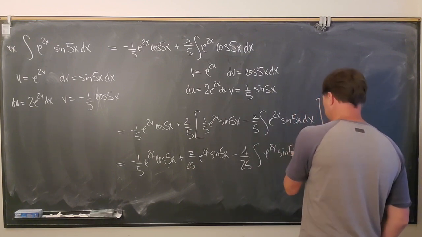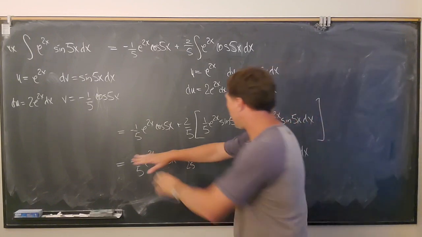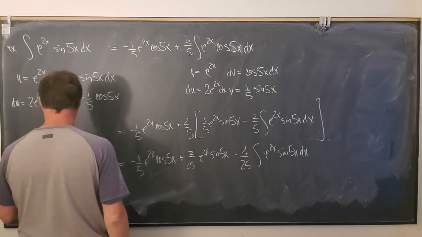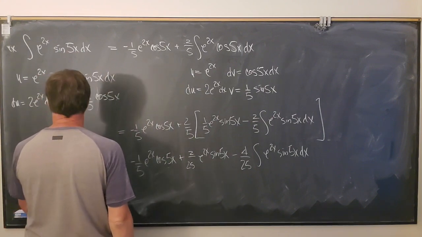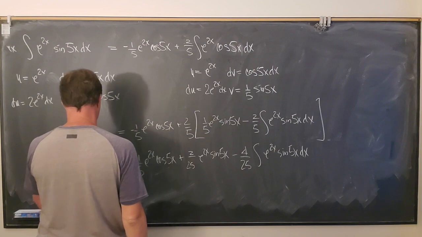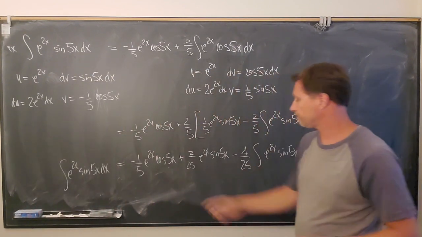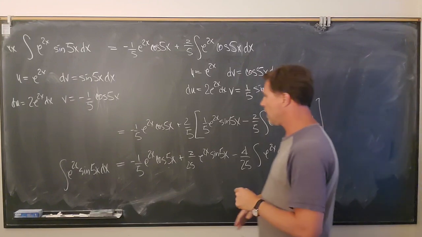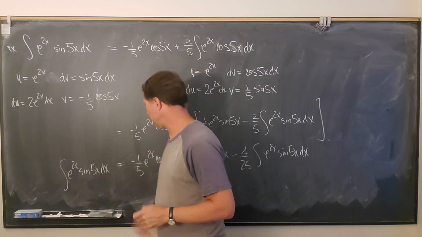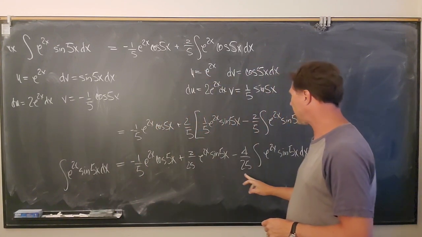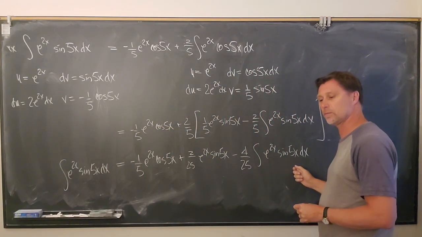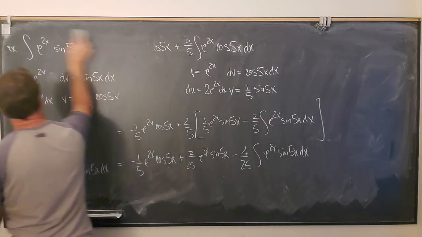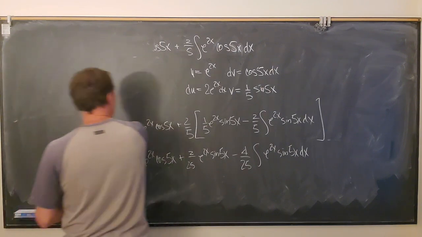And let's notice that all of this expression right here is equal to our original integral. So I actually want to write that over here. I've got the integral of e to the 2x sine 5x dx is equal to this mess right here. And so notice now what we have: this integral is equal to this stuff minus 4/25 times the same integral. And so now I want to do a little bit of algebra. I'm going to have to erase what I have here, so I'll erase the stuff above.